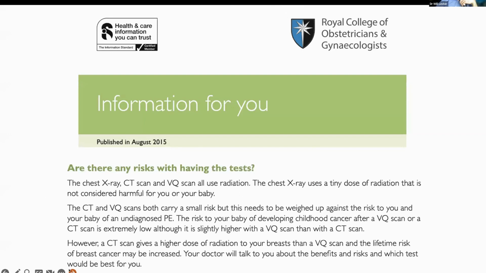Next slide. And then this is an information sheet also provided by RCOG, which we can give to people themselves. It's talking about radiation. It says the X-ray uses a tiny dose of radiation that's not considered harmful, but there is still a small dose. So I don't know at what threshold someone says it is or isn't harmful. But CT and VQ scans both carry a small risk. This must be weighed against the risk to you and your baby of an undiagnosed PE. The risk of your baby developing childhood cancer after VQ scan or CT is extremely low, slightly higher with VQ scan than with CT scan. Unfortunately, this is based on some slightly old radiation data because scanning techniques get better, but that's what it says. That's what someone is reading.